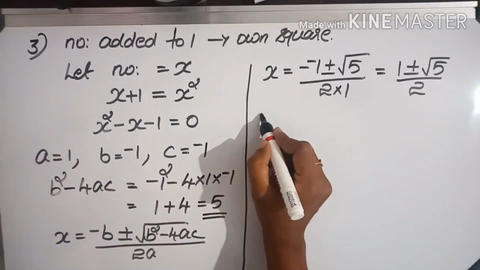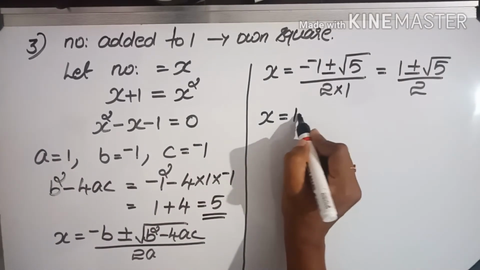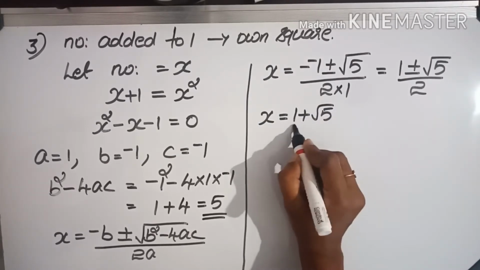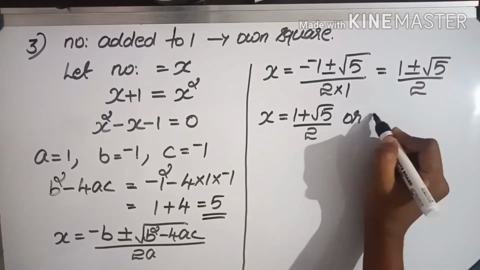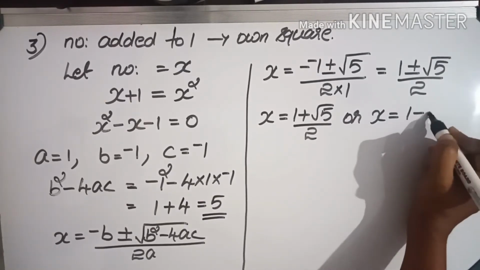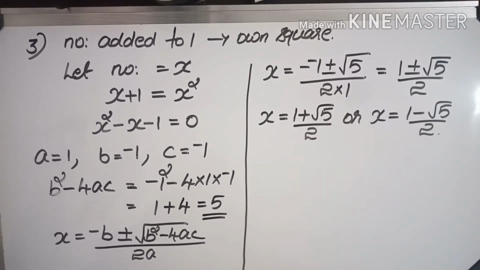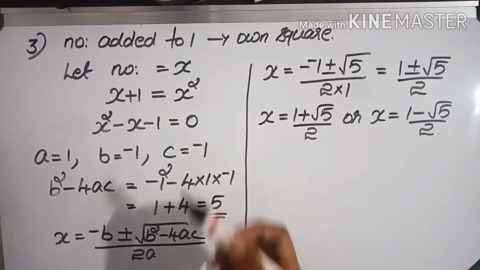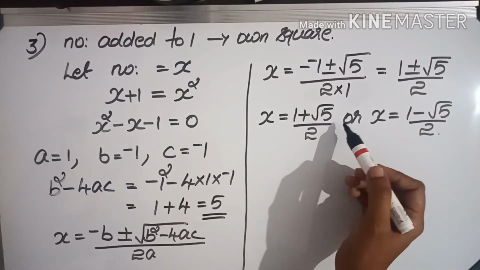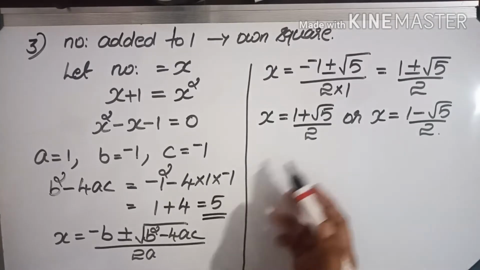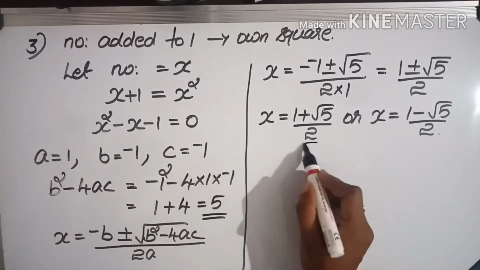Now let's split the term, that is x equals 1 plus root 5 by 2, or x equals 1 minus root 5 by 2. Okay, any of these two values works here. No more simplification is needed because it is not possible to add. We can write directly like this. So this is the answer. If you want, you can check. When we add 1 to (1 plus root 5) by 2, we will get the same number's square. So this is the answer.